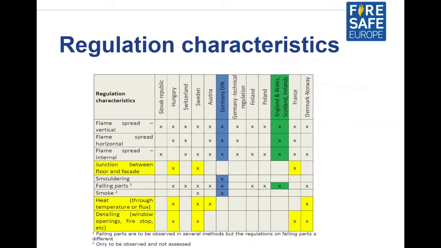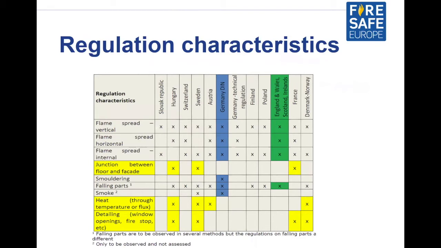When it comes to flame spread in horizontal direction, some countries have regulations on that. Most countries have a regulation on flame spread within the facade system. And then we're coming down to some more particular points. For example, the junction between floor and facade. There are some countries that are regulating there. Smoldering fire, we have only one country that has regulations on smoldering, and that is Germany.